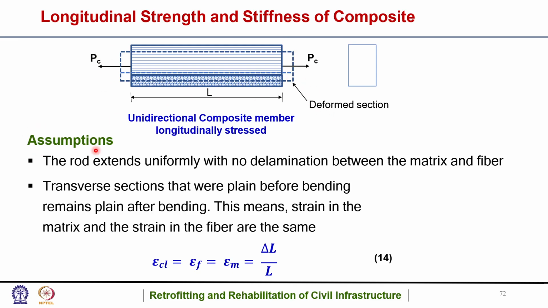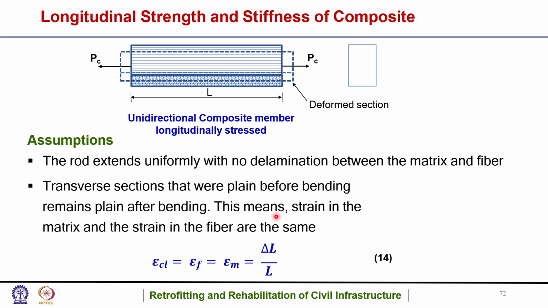Here the assumptions are: the rod extends uniformly with no delamination between the matrix and fiber. Delamination was like removal of layers from the top. If you remember, it is delamination from the surface, and when the depth was high, it was also called spalling, as we discussed in the initial classes. The other assumption is that transverse sections that were plane before bending remain plane after bending. This means strain in the matrix and strain in the fiber are basically the same.